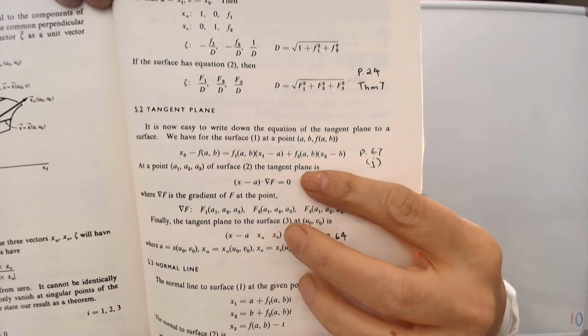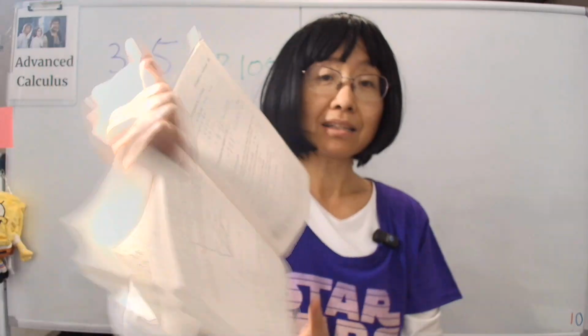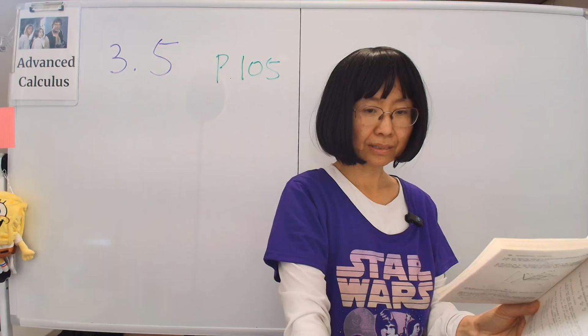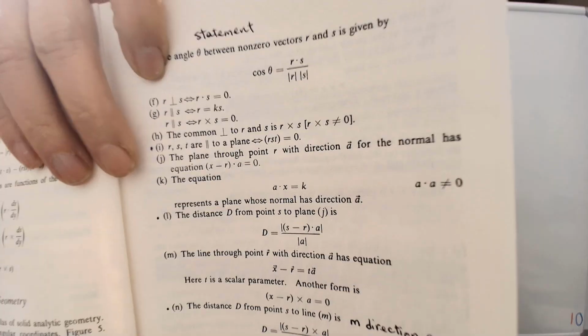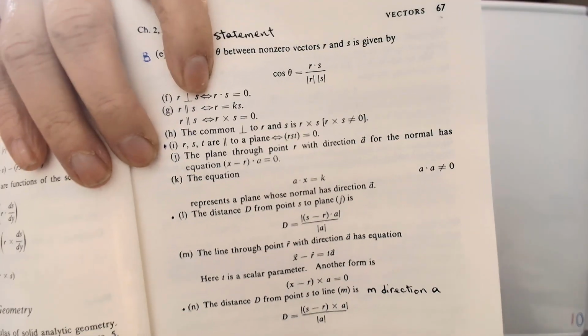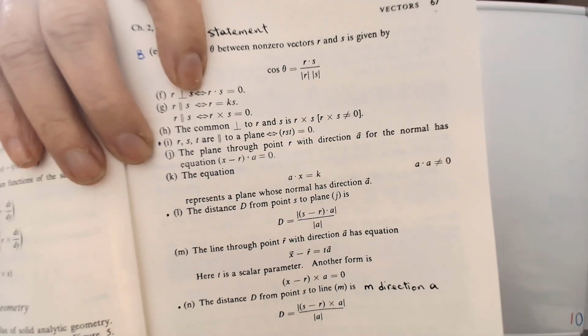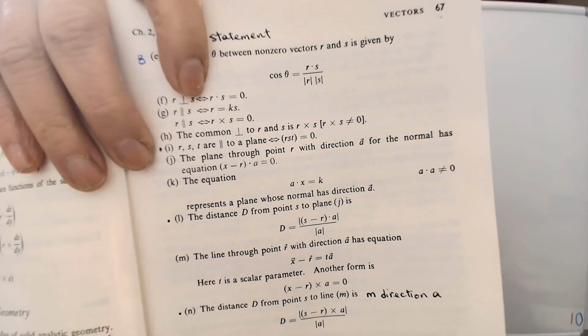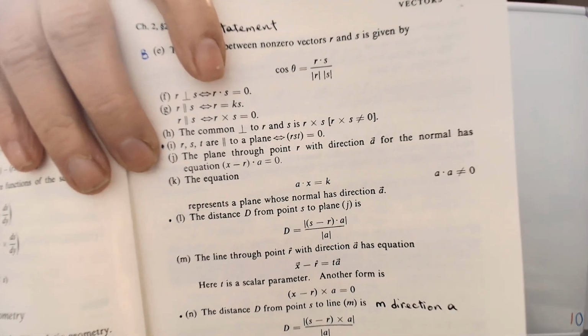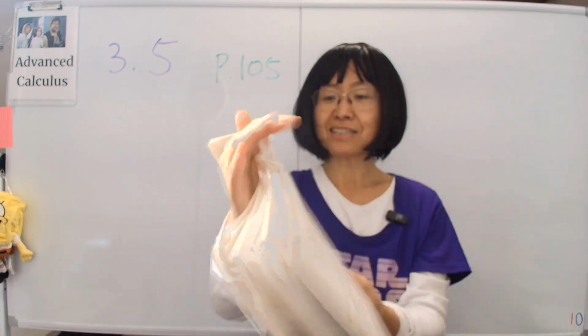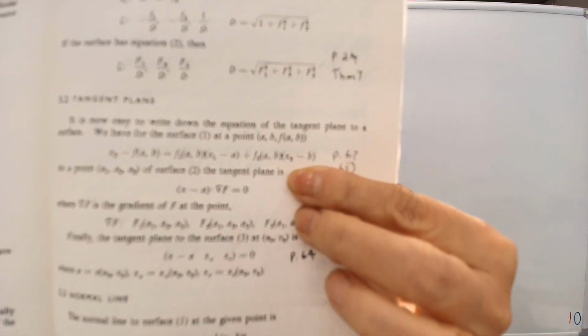Yeah. So anyway, the equation, I think I'll show it to you right now. Okay, I found it. This is on page 67 of the book. Look at statement J, okay? The plane through some point r with direction A for the normal has equation (x - r) · A = 0. All right, that translates exactly into this equation if you think about it for a few seconds, okay?